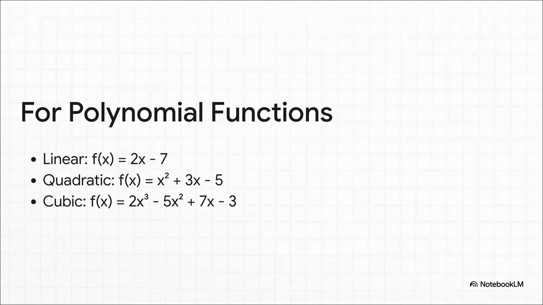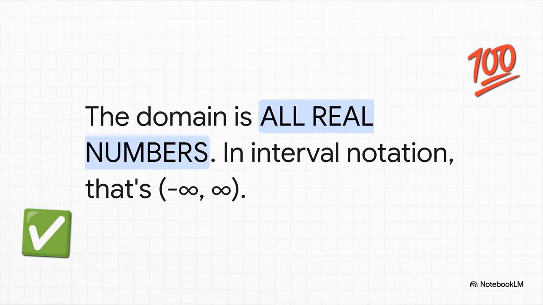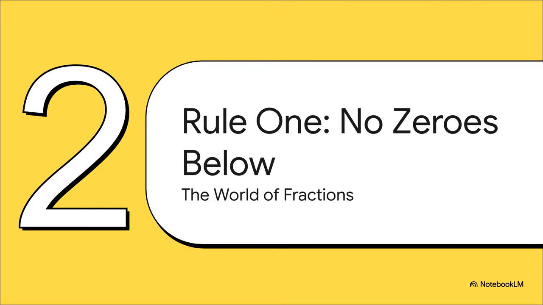And because of that, our job is incredibly simple. That's it. For any of these polynomial functions, you can plug in absolutely any real number you can think of. Positive, negative, zero, decimals, whatever. And you will always get a real defined answer. So remember, no fractions, no square roots. The domain is all real numbers. That's a quick win.